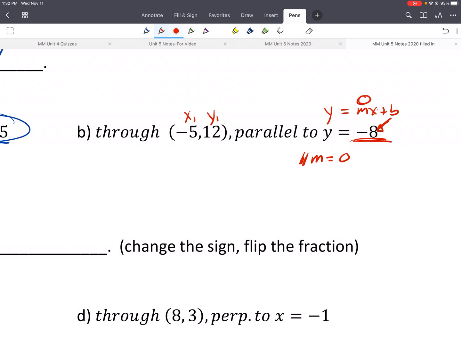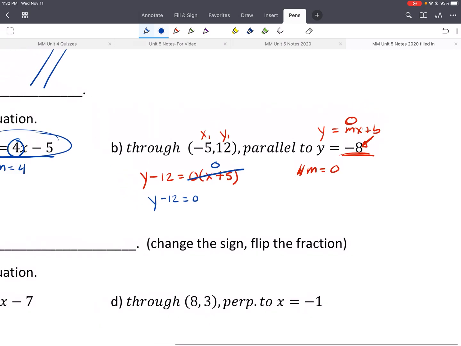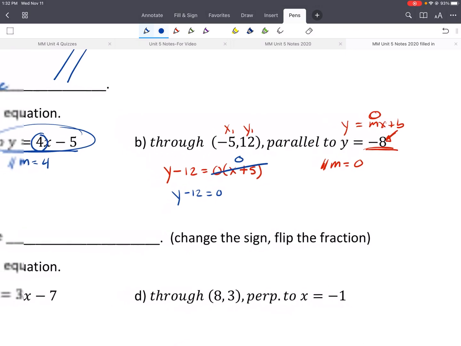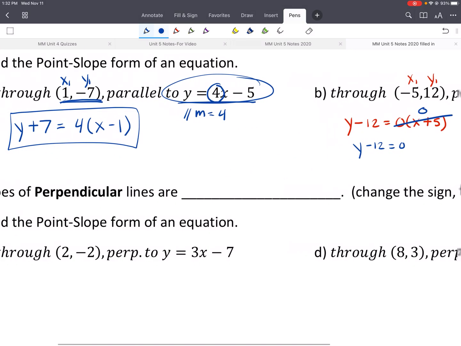So now we'll use our point, so we'll do y minus y1 is equal to our slope, which is 0, and then we'll do x minus a negative 5. That will give us a positive 5. All right. But 0 times anything is just 0. So our equation will just be y minus 12 is equal to 0. Okay? And we don't need to solve for y or anything. We want it to be in point slope form. So once you plug it into that form, it's set and you don't need to solve or move things around.